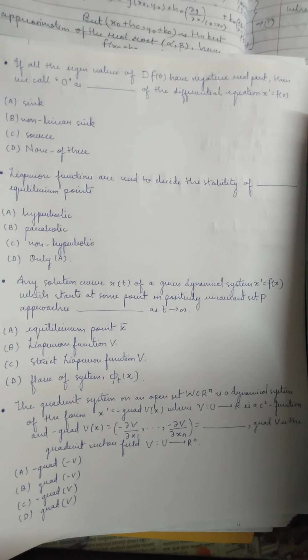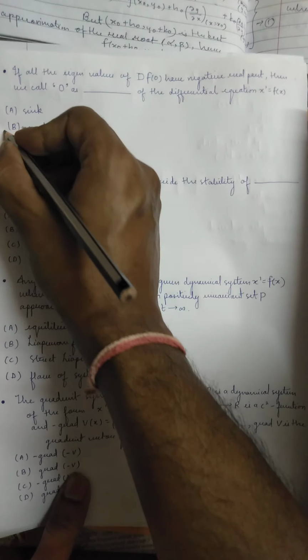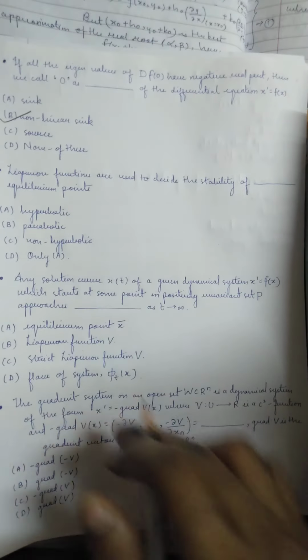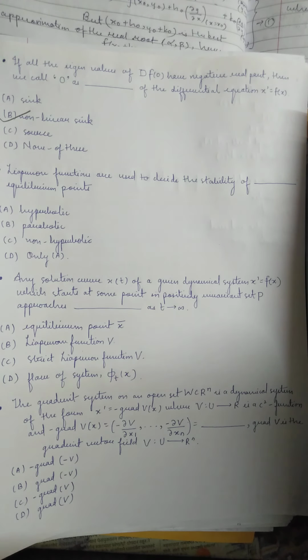Moving on to the next four. If all the eigenvalues of d of f of 0 have negative real part, then we call 0 as dash of the differential equation x dash is equals to f of x. So here: sink, nonlinear sink, source, none of these. So the correct answer is nonlinear sink. Sink can also be answered, but more specific is nonlinear sink.